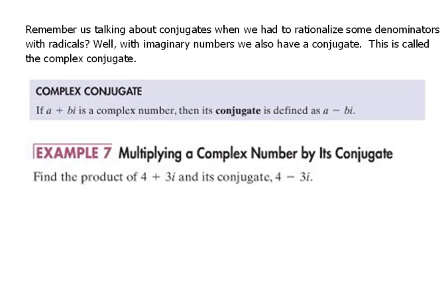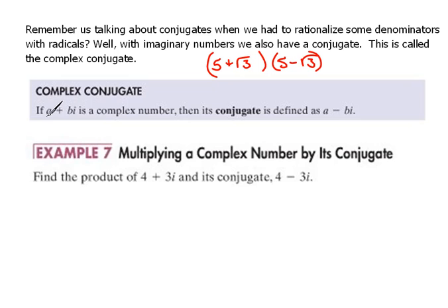And just like in the radicals, when we were rationalizing denominators, we said if we had 5 plus the square root of 3, then we had to multiply by 5 minus the square root of 3. Remember talking about that? And we called those conjugates. Well, with the complex numbers, we also have conjugates.